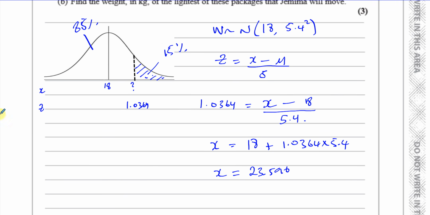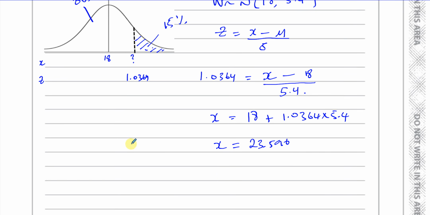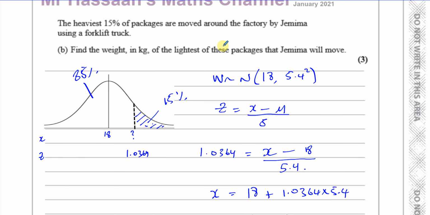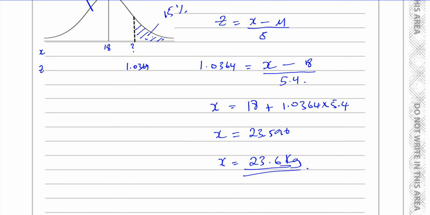23.596. Does it tell me how to round it? No, so if not, we'll say that's going to be 23.6 kilograms. So that's the smallest weight that she'll be given, the lightest weight in kilograms that she'll be given to move, because it represents the lightest one, which is still one of the heaviest 15% of the packages. The lightest of the heaviest 15% of the packages. Okay, so that is part B done. Now on to part C.